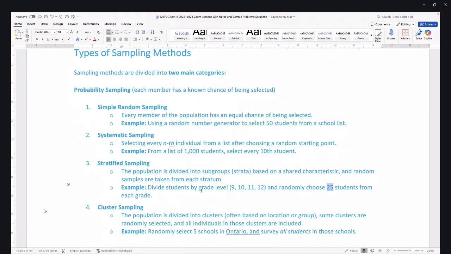That's different than systematic and it's different than stratified. Stratified, you're going to work out the percentages for each grade, and that percentage is multiplied by 25 to determine how many people in each grade will be sampled. Whereas in clusters, you're not doing that. You're only going to do so many people in so many of the schools, just to make it simpler.